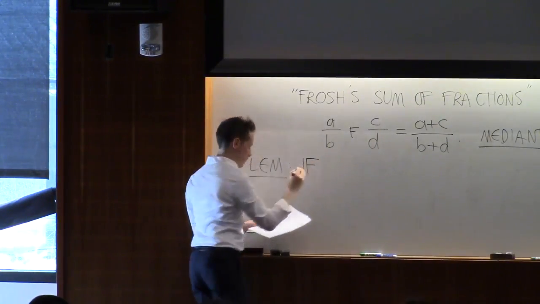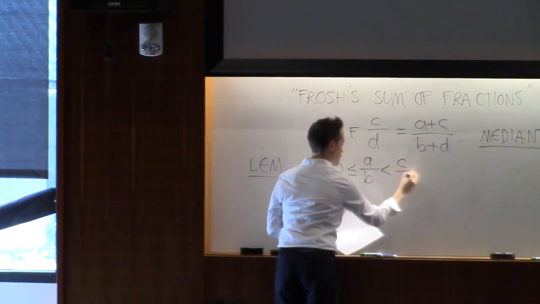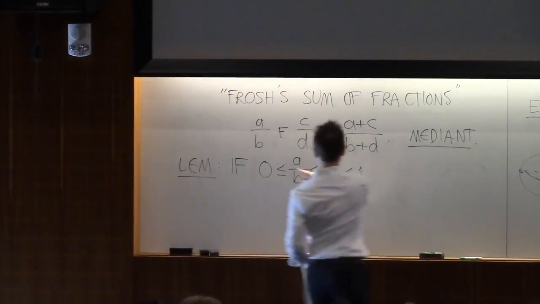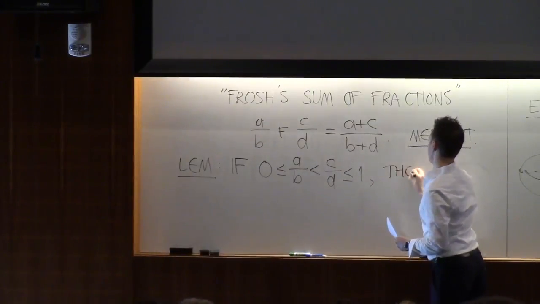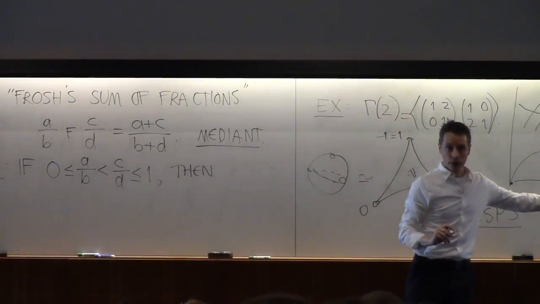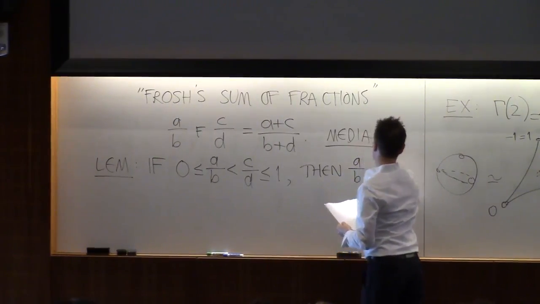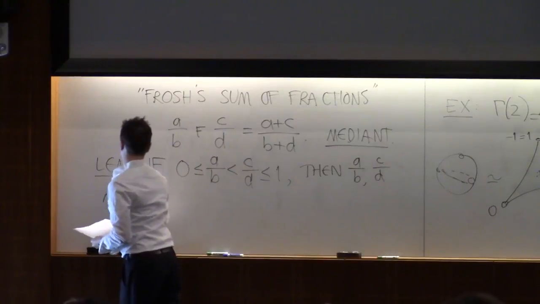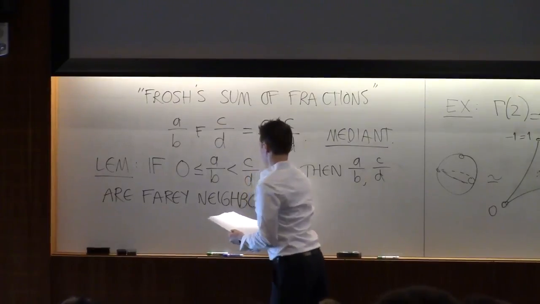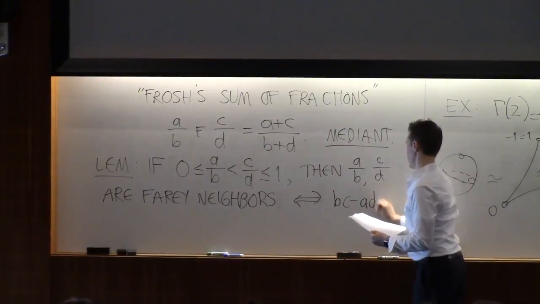So I need one lemma that I encourage you to prove yourself. That says that this really works. So if I take two such fractions, I say they're Farey neighbors if they are adjacent to each other in the Farey sequence for the integer n. So these are Farey neighbors if and only if something that looks like a determinant, but it's the negative of the determinant.